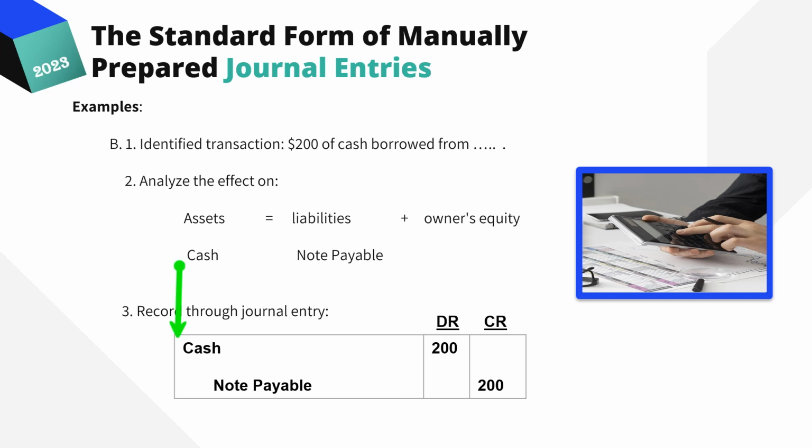Cash is increased on the left side, so cash is debited. We show that here in the journal entry. The liability, notes payable, is increased on the right-hand side or the credit side. So we indent notes payable and show $200 credit. This journal entry is really a shorthand expression of a transaction of a business. Let's do the next one.